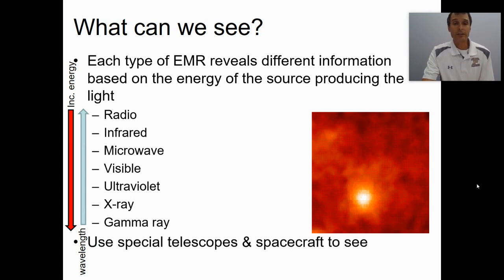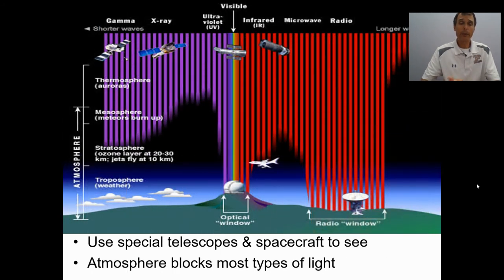So in order to see these different types of electromagnetic radiation that our eyes can't see, we use special telescopes and special spacecraft, either in space or on Earth, to look at these objects. And the problem we run into, especially observing from Earth, is our atmosphere blocks a lot of the types of electromagnetic radiation. So gamma rays and X-rays, they don't make it through our atmosphere. Some UV does, and you can tell because you get sunburns, right?